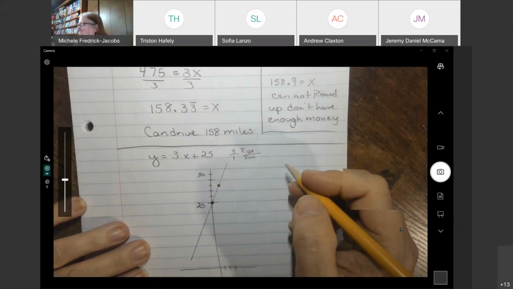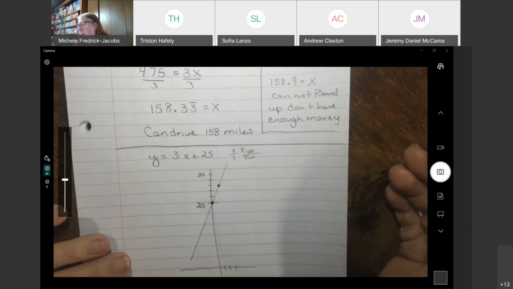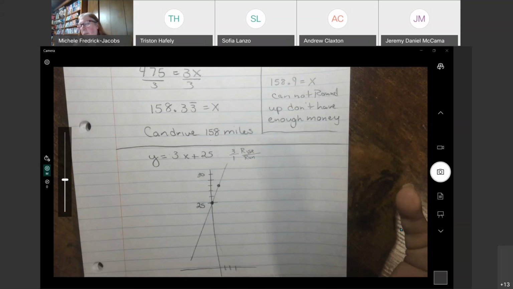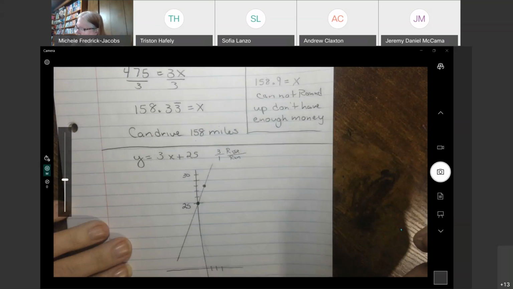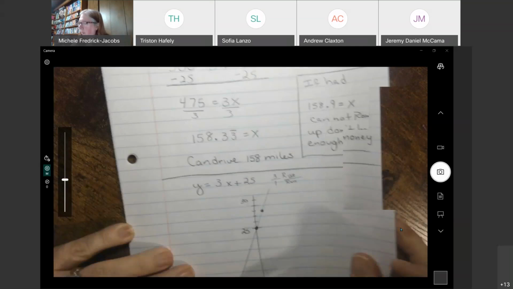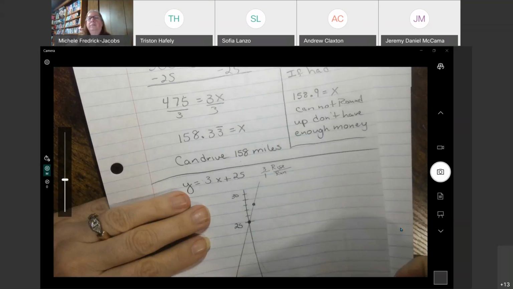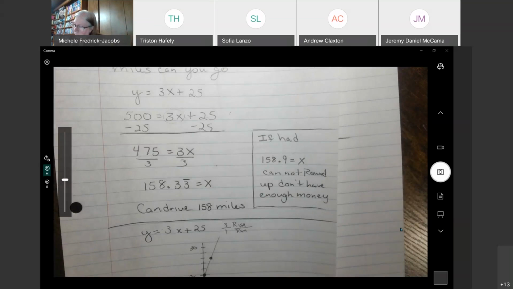Okay. The other thing you need to make sure you understand is how to explain the y-intercept and the slope. Three x plus 25.